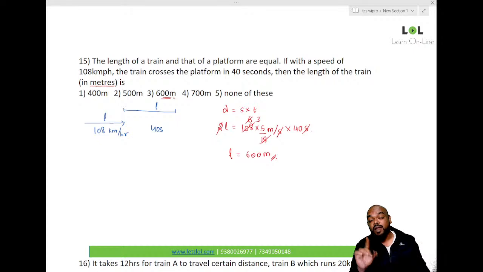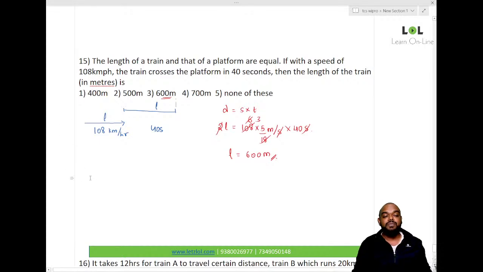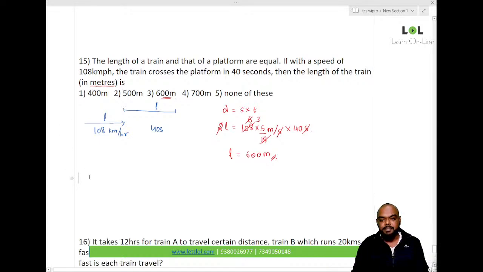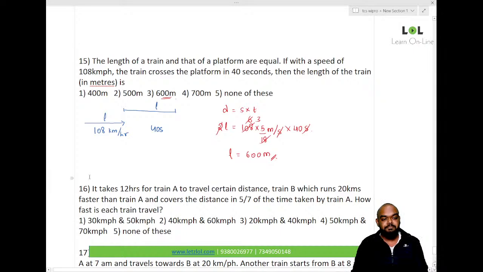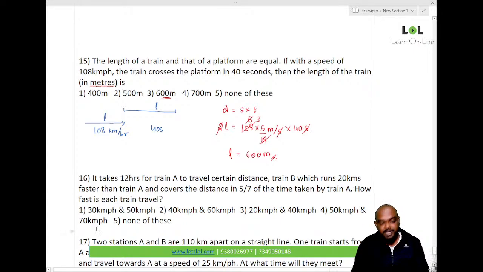Now speed is 108 kilometers per hour. We convert it into meters per second. How do we do that? By multiplying with 5 by 18. Into time taken, which is 40 seconds. It is given in the question. So when we solve this, we'll get the L value as 600. Pretty simple one. Okay, so now let us see a different type of problems.